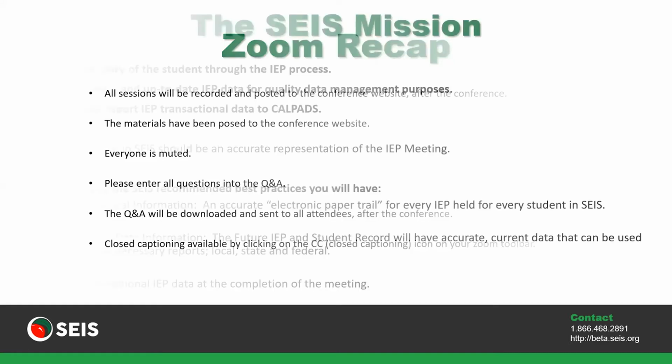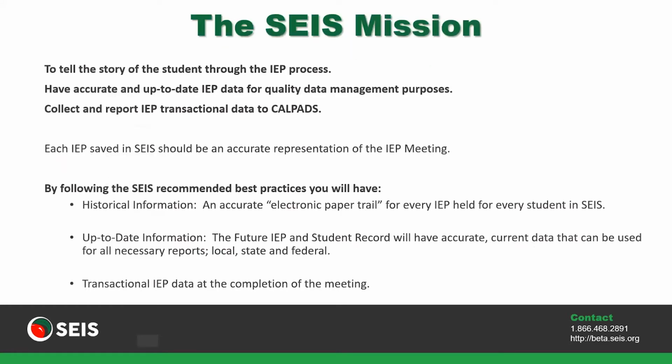I want to first start talking about the SEIS mission and why you're going to be using SEIS. At the end of the day, SEIS is an IEP writing tool and a CalPADS reporting tool as well. Its main objective is to help you tell the story of the student through the IEP process. With this session, we're not only going to cover how to use SEIS step by step, but also some recommended best practices that are going to help you have an accurate and up-to-date electronic paper trail for every student and every IEP that you held in SEIS, so it can then accurately be reported to CalPADS. So that's the mission.